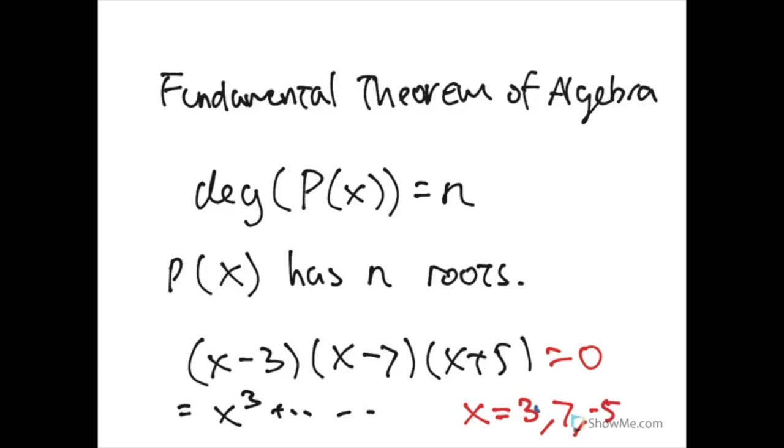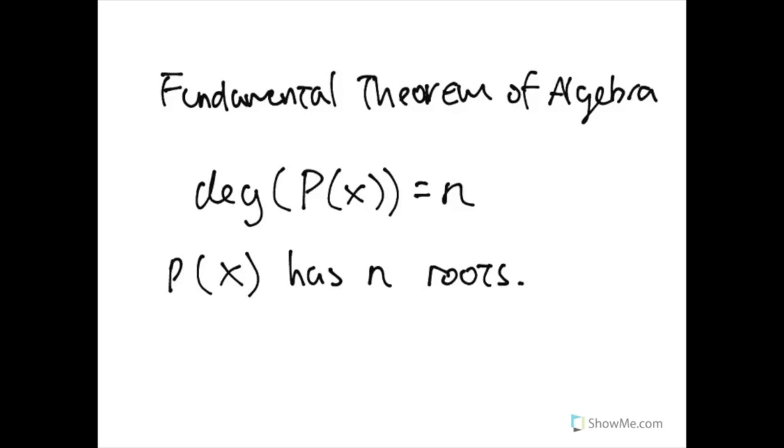Because take 3, if you plug 3 back into here, this first thing ends up being 0. So it doesn't matter what the other two are. The first one is 0, and thus the entire expression is 0. Same thing goes for 7 and negative 5.